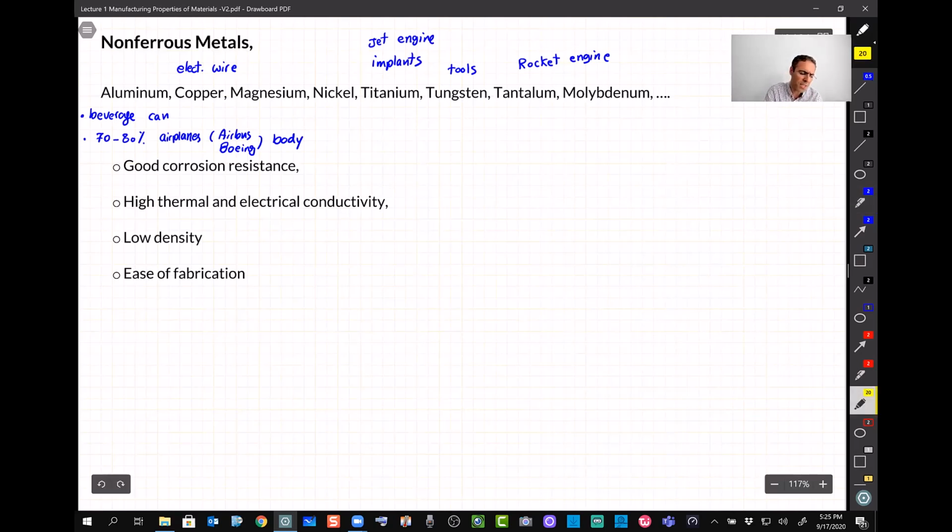So in general, they have better corrosion resistance. Their thermal and electrical conductivity is higher, but again, it varies depending on the material. Density varies, but in general, lower density. And fabrication is easier, especially with aluminum, copper, and magnesium or nickel. But for tungsten and tantalum, maybe a little bit harder, depending on the methods that we want to use to manufacture things, which we will get to, where you learn how we can deal with this hard material and the process that we need to use.